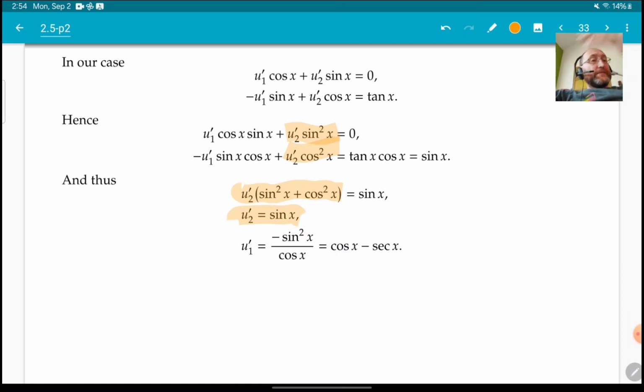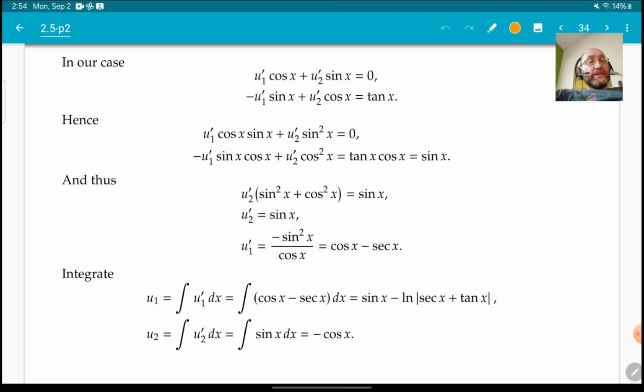Well, if u2 prime is sine, u1 prime is a little bit more complicated, but I could go with this thing. I could look at the first equation and solve for u1 prime. Now I know u2 prime, so I just solve for u1 prime in this equation, and that just gives me this. Another way of writing that is cosine minus secant. All right, so that gave us u1 prime and u2 prime.